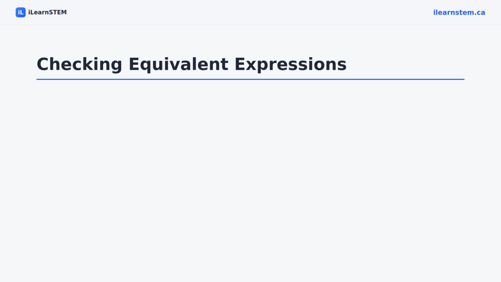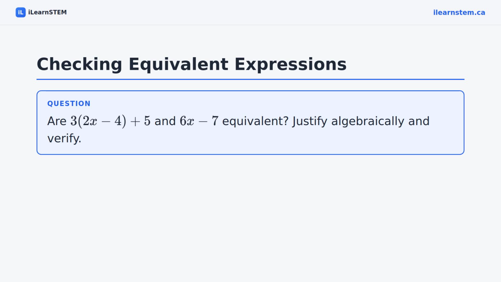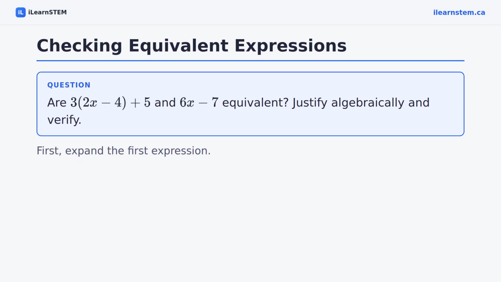We'll practice checking if two expressions are equivalent. Here's the problem. Are 3 times the quantity 2x minus 4 plus 5 and 6x minus 7 equivalent? Justify algebraically and verify. First, we expand the first expression.